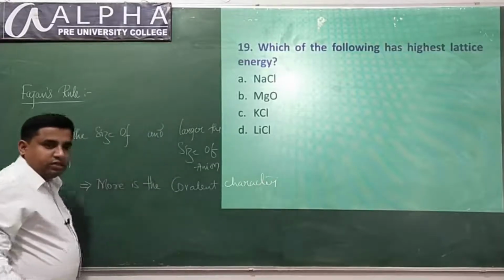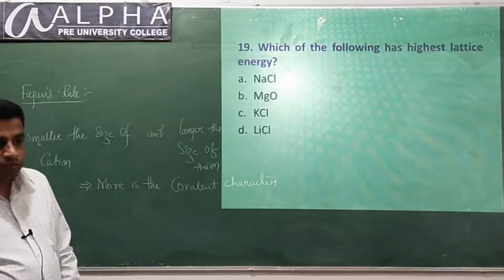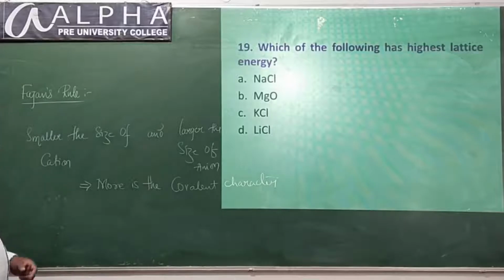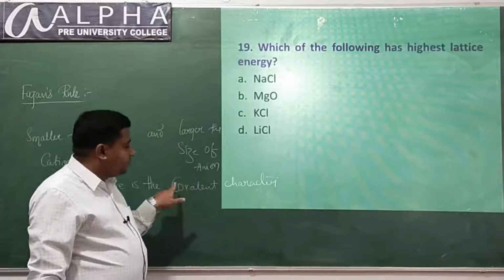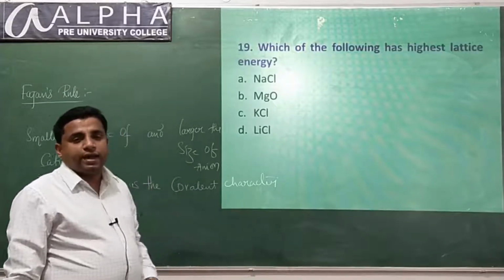Let us just change the chalk piece. Sir, can I get the chalk piece? More will be the covalent character. Smaller the size of cation and larger the size of anion, more is the covalent character.